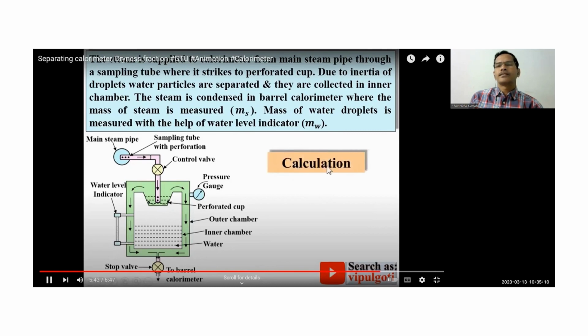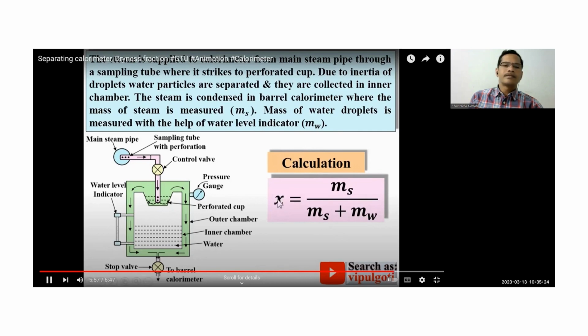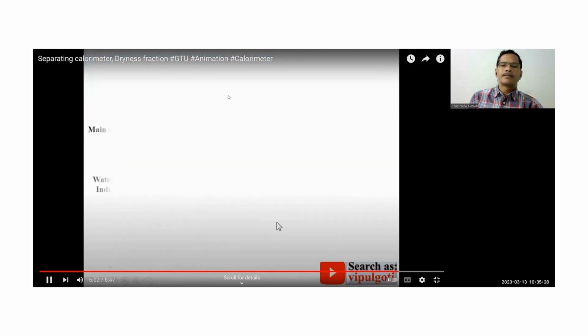Now the calculation for the dryness fraction of the steam. As you know, the formula for the dryness fraction of the steam is X equals MS upon MS plus MW. You know MS and MW, so you can put them over here and find the dryness fraction of the steam with the help of the separating calorimeter.